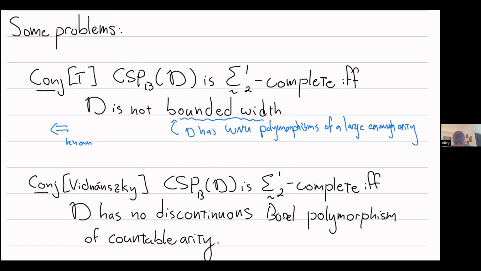Okay, so a weak near unanimity polymorphism says that if we plug in x for all but one variable, it doesn't matter where we plug in that y, we should always get the same answer.